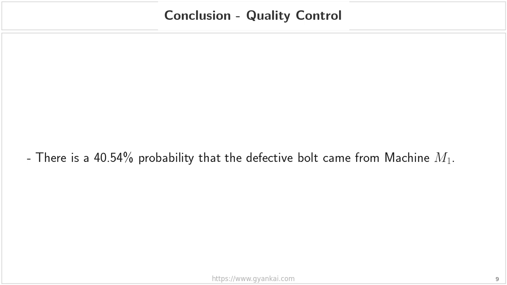This is because we have to balance the high production volume of machine 1 against its specific error rate, alongside the error rates of the other two machines. Moving forward, we can use this same logic to see how Bayes' theorem applies to entirely different fields, such as forensics and evaluating the reliability of information.